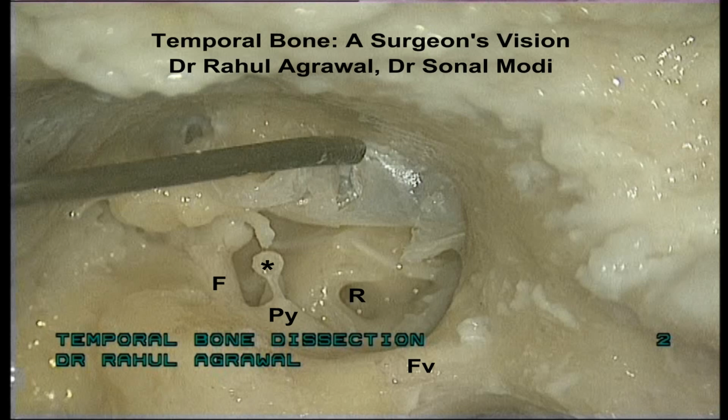Again the same structures labeled. F stands for the horizontal segment of facial nerve. FV stands for the vertical segment of the fallopian canal. PY denotes your pyramid. The star is labeling the stapedial head. R denotes the round window.